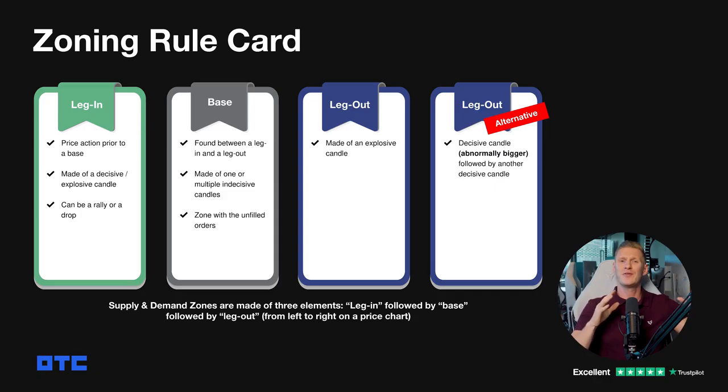An alternative for the leg out. Occasionally, you can have abnormally large decisive candles, followed by another decisive candle. This combination can also serve as a valid leg out. Keep in mind, these rules apply mostly to lower time frames. We will discuss in a future lesson how the zoning criteria might shift as you move up to higher time frames, especially for the leg out.